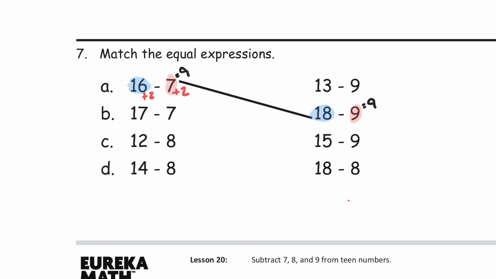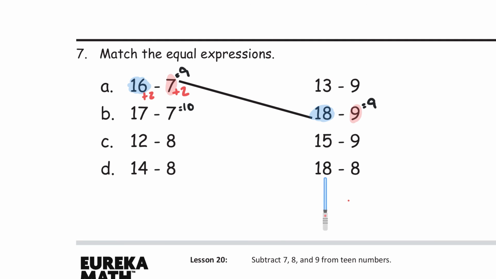So I'm going to help you out here with B. So B says 17 minus 7. So we need to find something over here that is going to equal 10. 17 minus 7 equals 10. So I'm going to write that off to the side here, equals 10. So what could they have added on to make things equal 10 here?